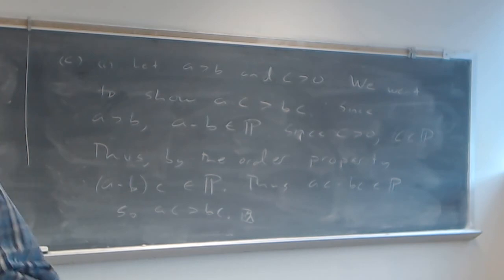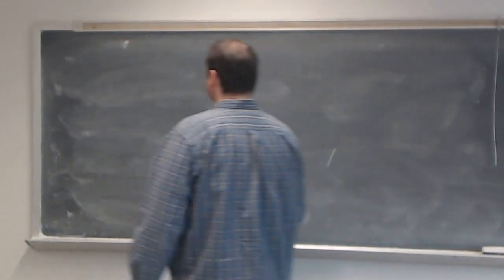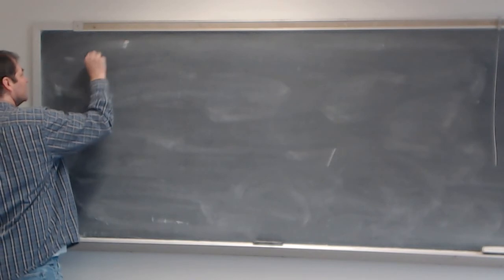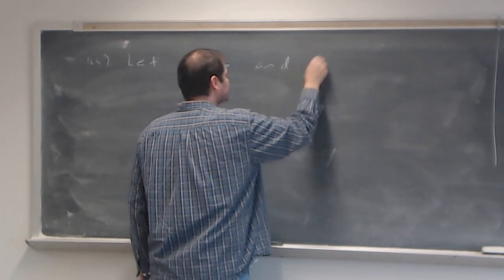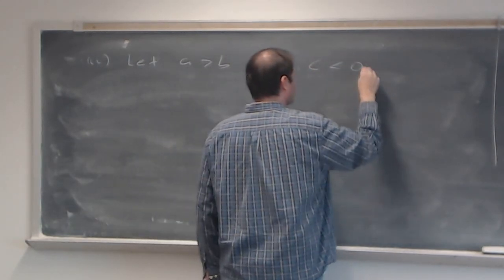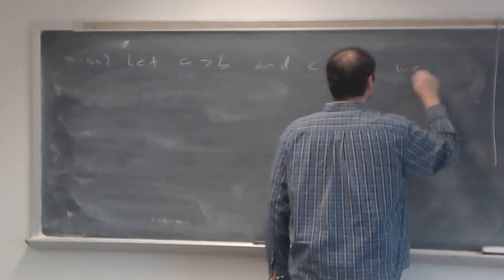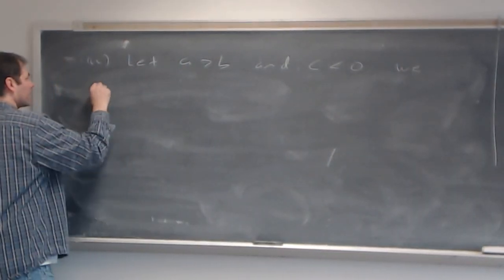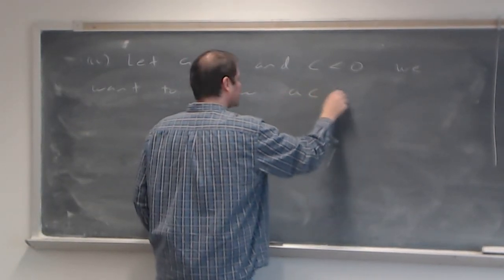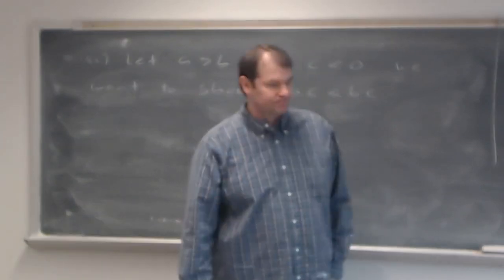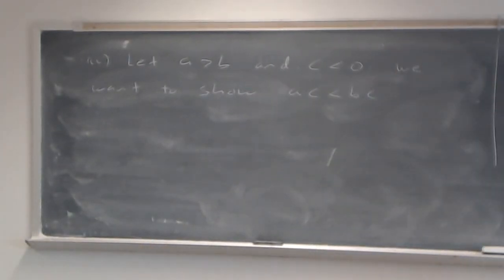Okay. Let's break down the last thing we got to prove. Adam, I'm a little worried about it because I didn't do that one before class. So for part 2, we're going to let A be bigger than B and C be less than 0. We want to show that AC is less than BC. Brad, we got 2 minutes.